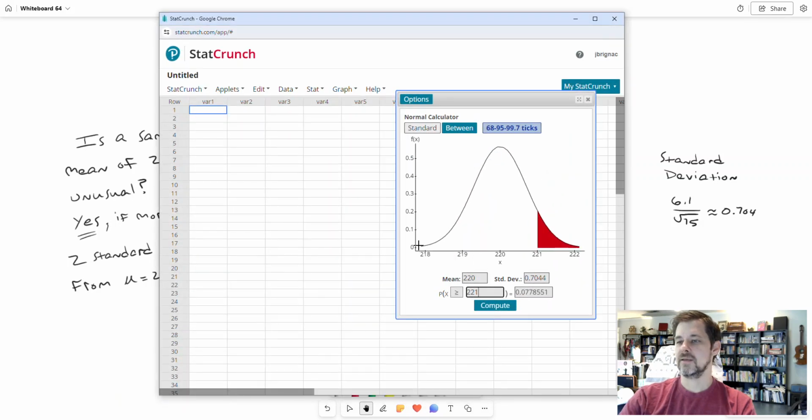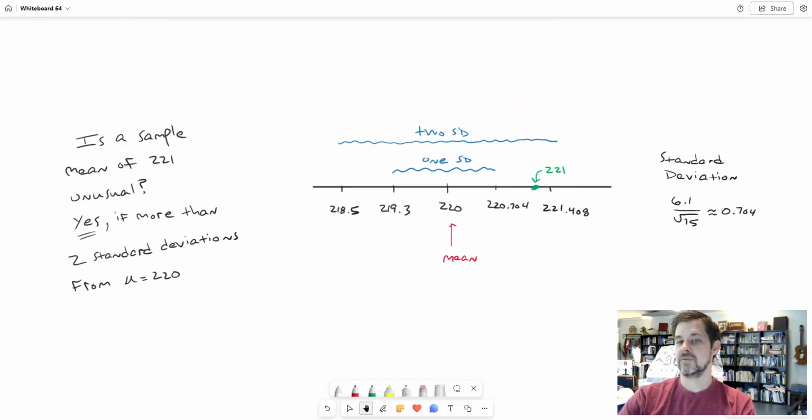I'm working with a distribution that has a mean of 220 and a standard deviation of 0.7 or 0.7044. Okay? So if the data point you gave me, 221, is more than 2 standard deviations from the mean of the distribution, then it is unusual. So what I did is I just drew a line graph here, and I counted from the mean 1 standard deviation, 2 standard deviations in both directions. So the mean's 220. The standard deviation that we used was 0.7044.